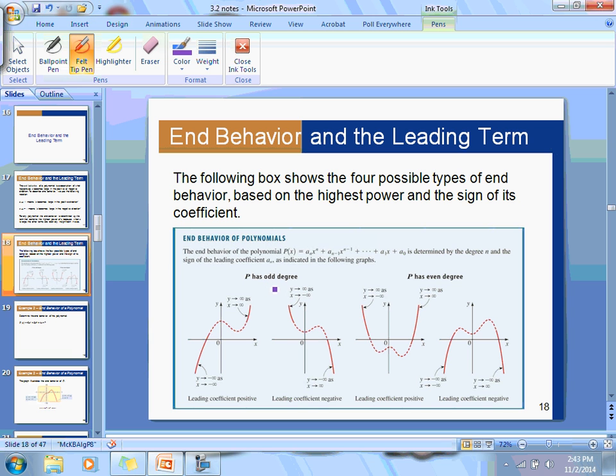So if you have an odd degree, the ends of your graphs are going to be in opposite places. They're going to be going in opposite directions. So think odd, opposite. So one is going to be up and one is down, or one is down and one is up. If your polynomial has an even degree, then they are kind of in agreement, like even agreement. So that means they're going to be going in the same direction. So both ends are going to be going up, or both ends are going to be going down.